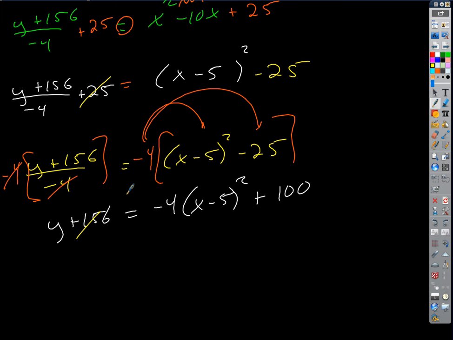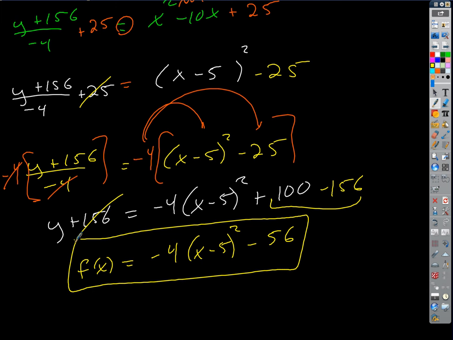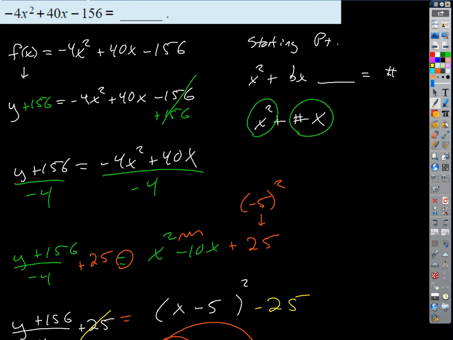All right. So what's my final answer then? I get y, which is the same thing as f of x, equals negative 4 times x minus 5 squared. And then 100 minus 156 is what? Okay, and there's my answer. It looks like a lot of stuff, but it's all stuff that we've essentially done in the past. Just dredging it up to use it in a different way, right?